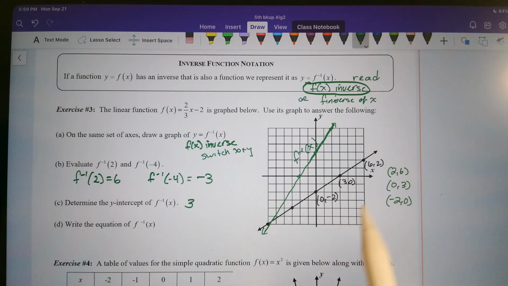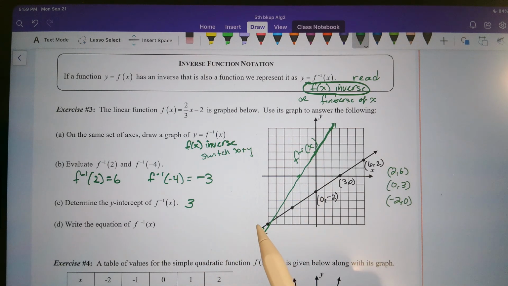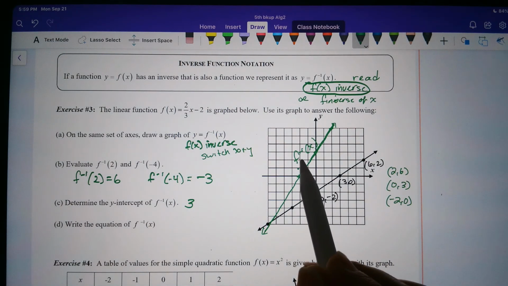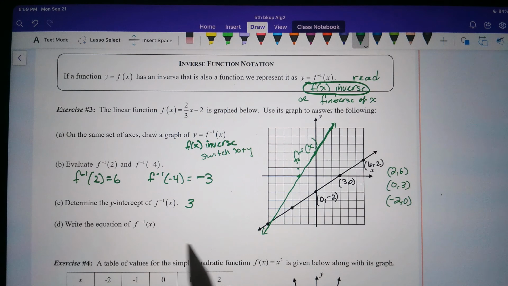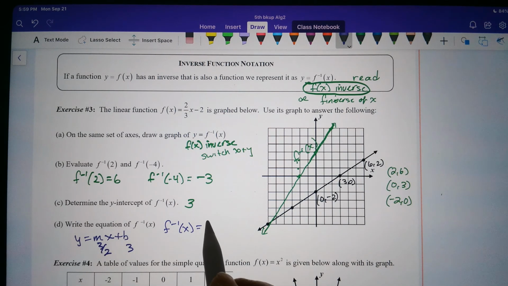Write the equation. Our y-intercept is 3. What's our slope? From this point to this point, we go up 1, 2, 3 and run over 2. That's 3 over 2, our slope. So our equation would be f of x inverse equals mx plus b. I said our slope was 3 over 2 and our y-intercept was 3. So 3 halves x plus 3.